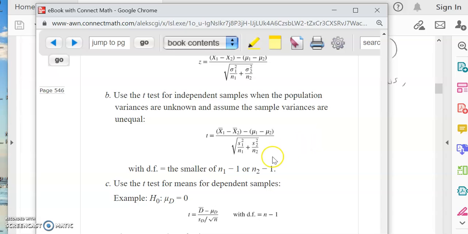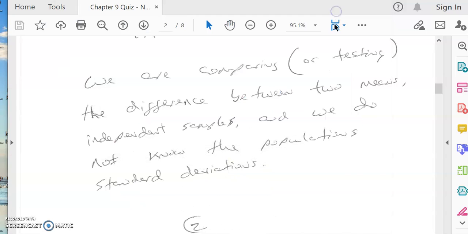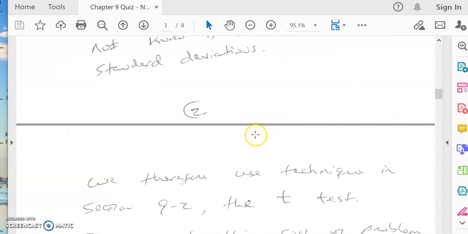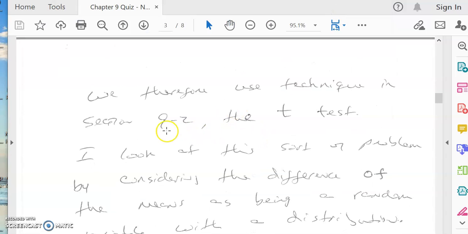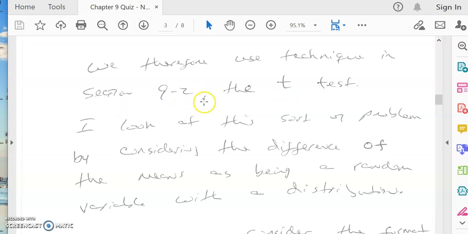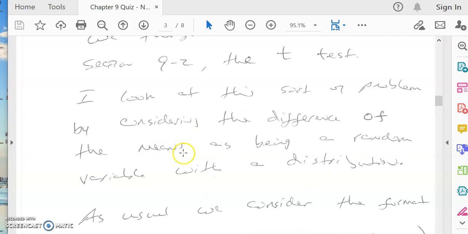So I hope you do that. Take my advice on this. I do this every single time. I look through these formulas, step by step, to find out what I need to do. Okay. So here we are, back to my handwritten notes. We're going to use the technique of section 9-2. That's the t-test. When I look at this sort of a problem, and I consider the differences of the means, that's what I'm looking at, the differences of the means.